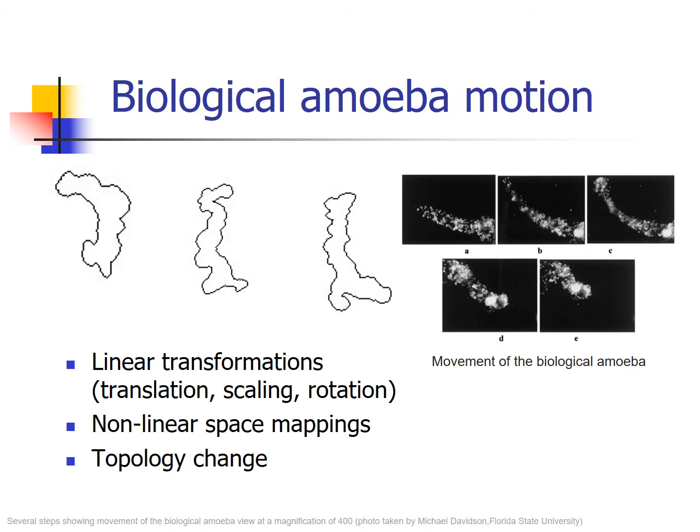Shape transformation is an important operation in animation and free-form modeling. It includes simple linear transformations such as translation, scaling, and rotation, non-linear transformations such as free-form transformations, and other non-linear space mappings and metamorphosis or morphing, transformation of one given shape into another. Such transformation is similar to the behavior of a biological amoeba illustrated in figures.